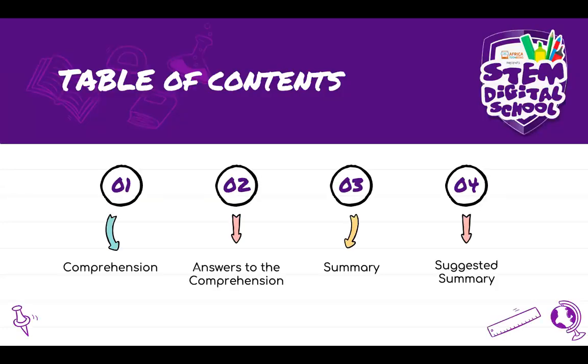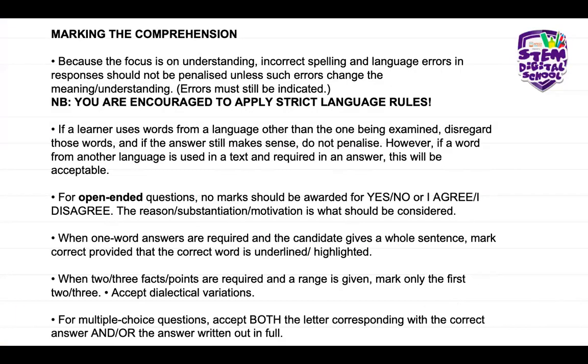Okay, so we're going to be doing a couple of things today. We're going to be doing the comprehension, the answer to the comprehension summary, and then suggested summary. I hate doing suggested summaries in particular. I'll tell you what to look out for when we get to this section, and I'll tell you how summaries are marked in particular and what to leave out when actually doing those summaries. Okay, I hope you guys will all enjoy. So let's get into the marking of the comprehension.